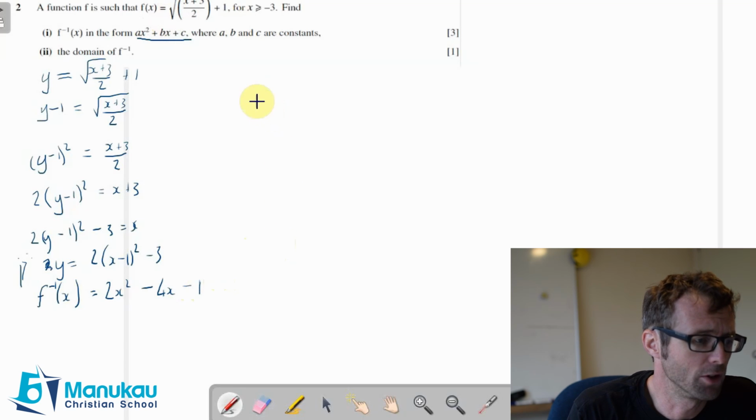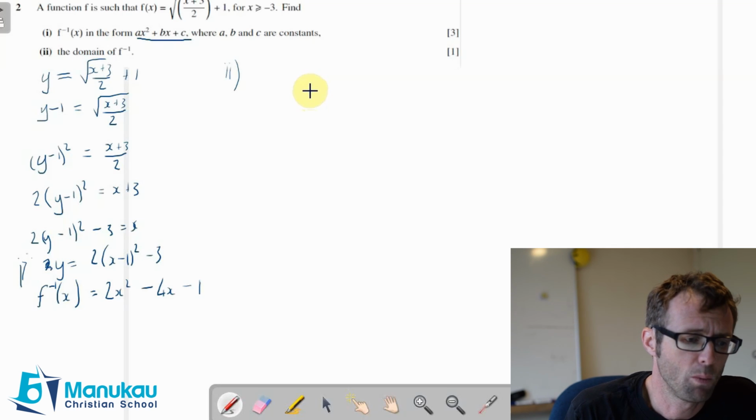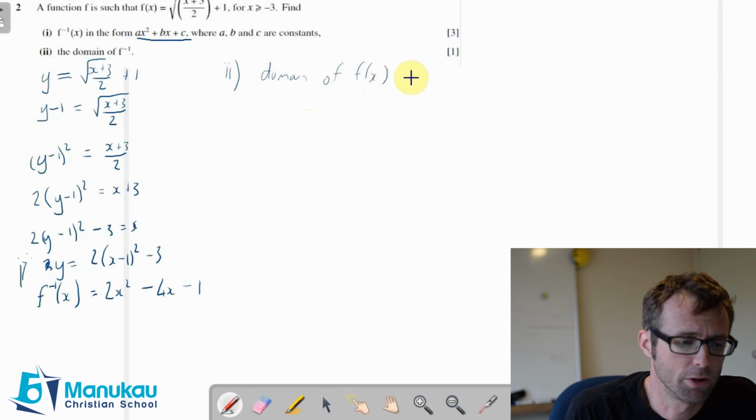The next thing that we have to do in part 2 is that we need to find the domain, the range of this function. Well, remember what we talked about when we're doing an inverse. The domain of f of x is going to be the range of the inverse function. So what is the domain of f of x? That's what we're going to think about now.